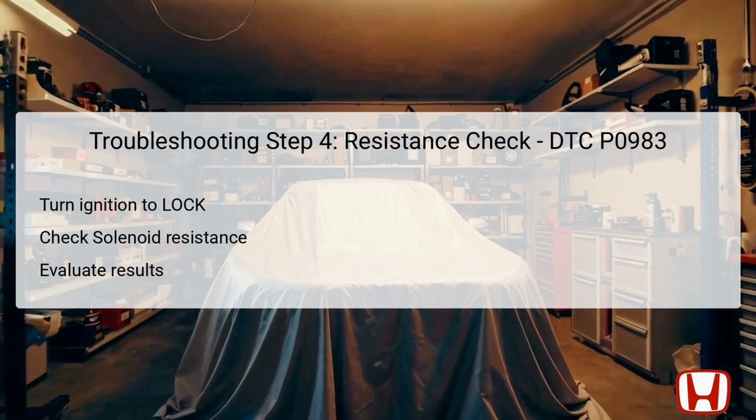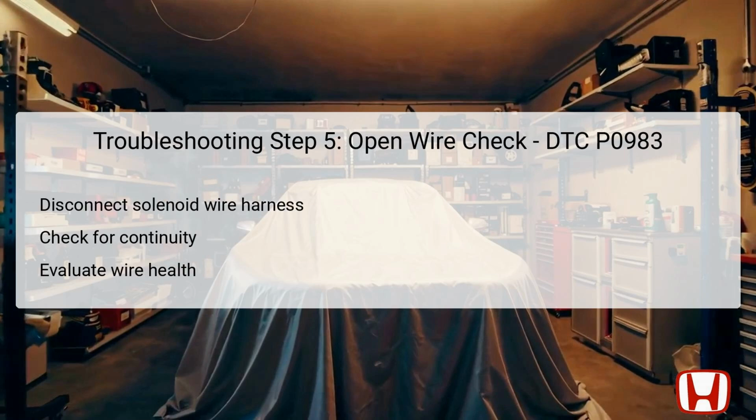If the reading falls within this range, the solenoid is functioning correctly, and you would proceed to check if the PCM requires a software update. However, if it fails this check, move on to the next troubleshooting step. The fifth step entails conducting an open wire check on the SHD line, focusing on the integrity of the wiring harness. Begin by disconnecting the Shift Solenoid wire harness 8P connector to isolate the electrical circuit for inspection.